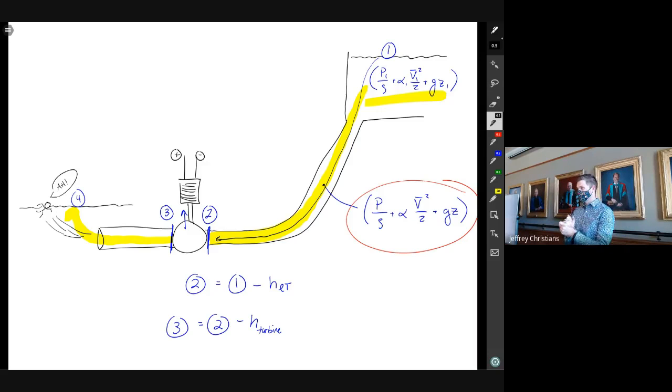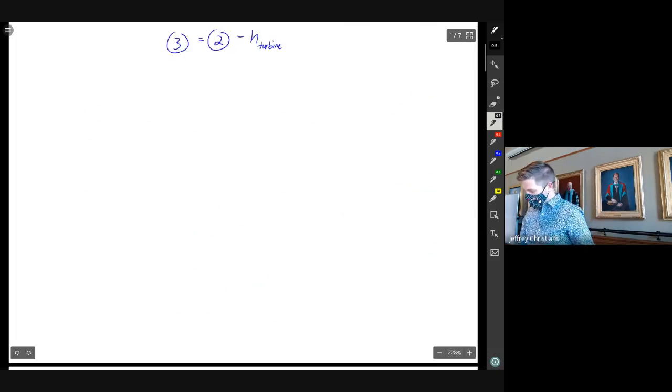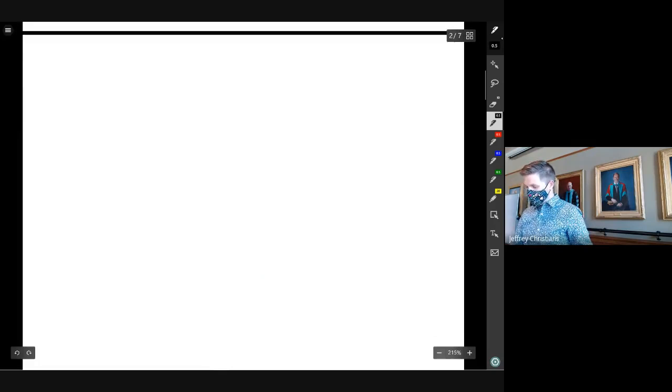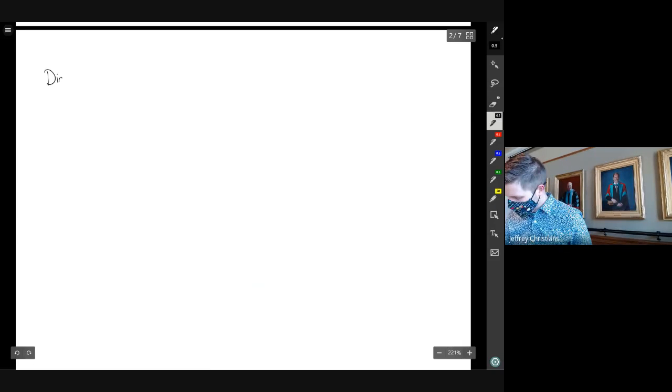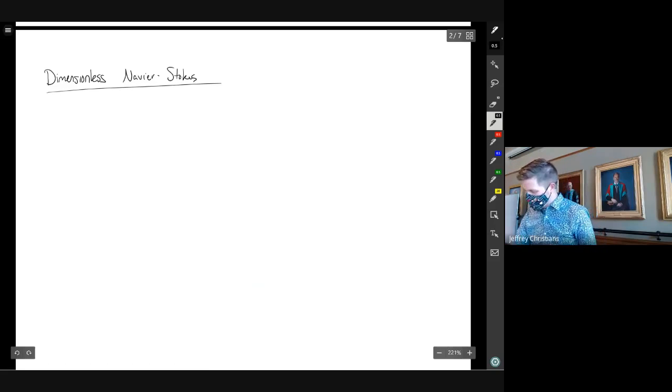Okay, so if there aren't any other questions now, we'll dive into some new stuff. All right, so where we ended last time, don't necessarily write all of this down, but we ended with a dimensionless version of the Navier-Stokes equation. So hopefully you see this in your notes from last time, just to remind yourself.